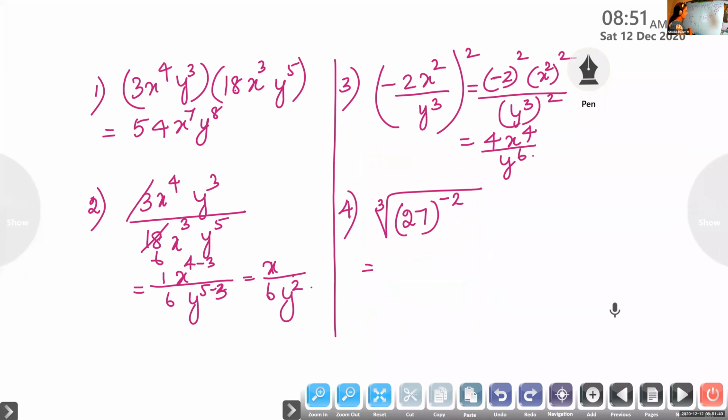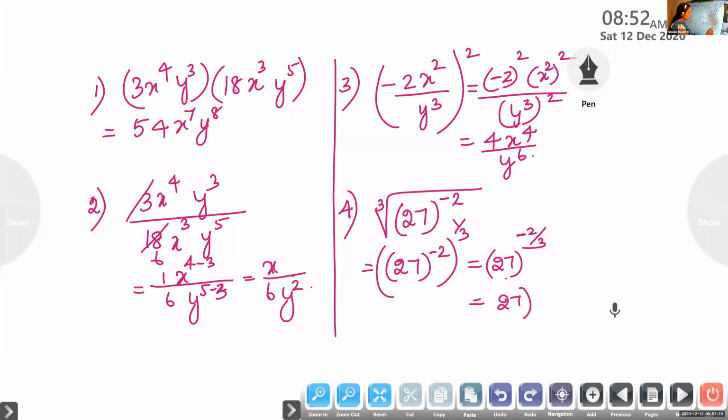Okay, now look at the previous one. Now you can do this, isn't it? So this one we can write as 27 raised to minus 2, whole raised to 1 by 3. Now, power to power means what you have to do? Multiply the powers. Minus 2 into 1 by 3 means minus 2 by 3. Which is 27 raised to minus 2 by 3, which is 1 by 27 raised to 2 by 3.